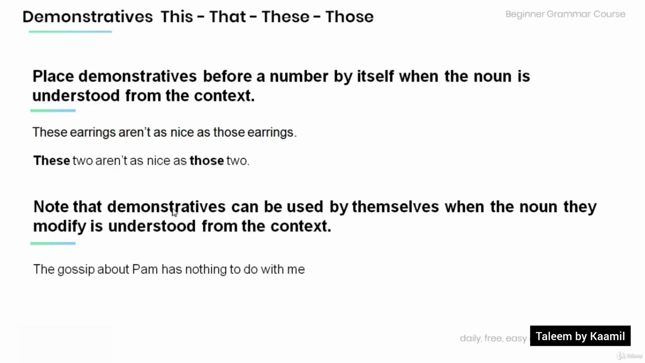Also note that demonstratives can be used by themselves when the noun they modify is understood from context. Have a look at the sentence below and find the noun that the demonstrative modifies and that can be understood from context. The gossip about Pam has nothing to do with me. This has nothing to do with me.